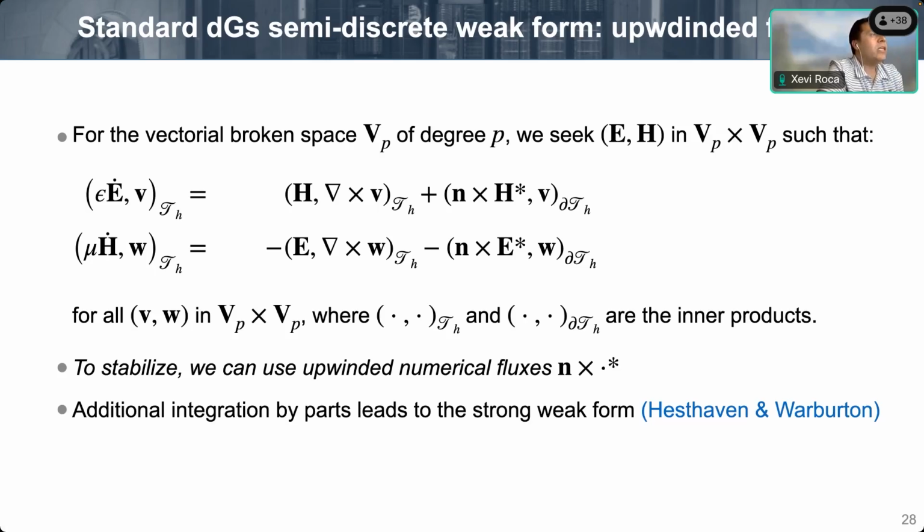What you want is that this weak form is fulfilled for all the test functions in B_P and for a solution E, H that is in the broken space of polynomials of degree P. You have to set the numerical fluxes, here denoted by the asterisk. And if you do an additional integration by parts after doing the Galerkin projection and the first integration by parts, you get the strong weak form proposed by Hesthaven and Warburton. Next slide.